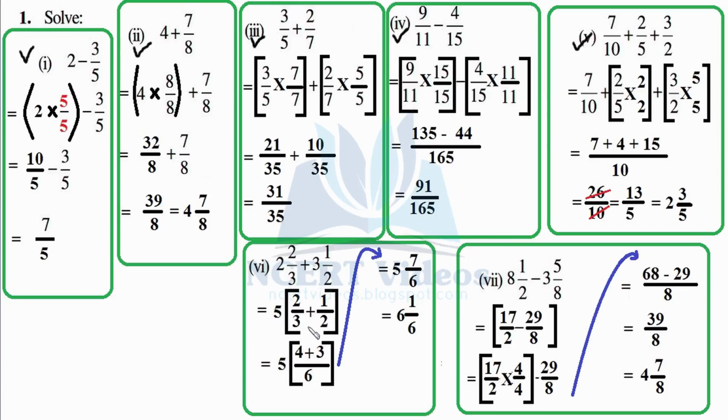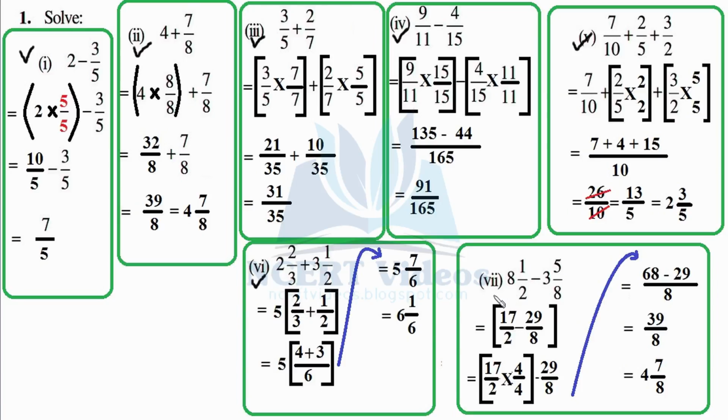Now the LCM is 6, so 3 2s are 6 and 2 2s are 4. Now here 2 3s are 6 and 3 1s are 3. 5 as it is, 4 plus 3 is 7 by 6. Now 7 by 6 is improper. If we give 1 to the whole part, or you can say 6 1s are 6, so 1 is the whole part and we give it to the whole part. So 5 becomes 6 and 7 minus 6 is 1. Therefore 6 and 1 by 6.